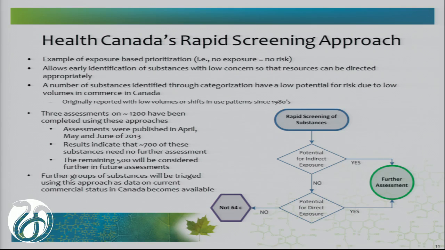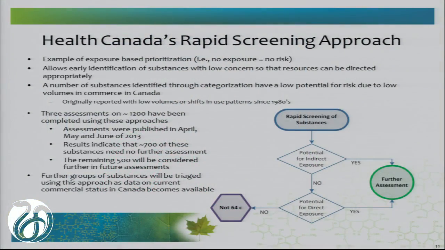So while we were going through the high priority substances, we also tried to initiate work on the low priority substances. And this is another example of an exposure-based prioritization method. And in this, the premise really is no exposure equals no risk. So we wanted to focus on this early in the CMP because it allows us to identify substances with low concern so that we can really use our resources to deal with those substances with higher concern.